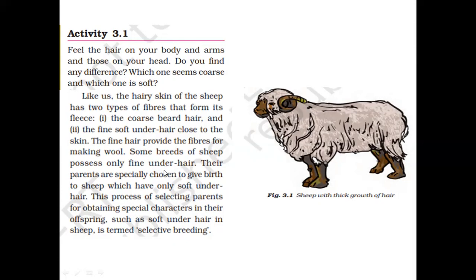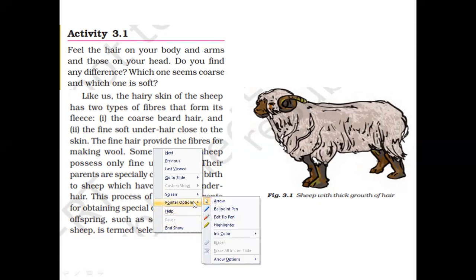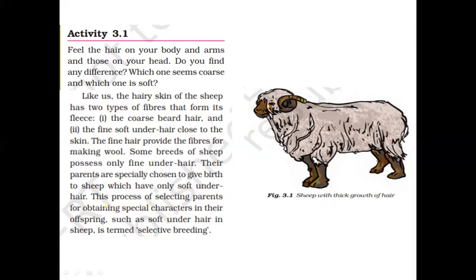So what we will do, we only want this kind of fine underhair. So we will follow a process of selecting the parents for obtaining special characteristics in their offspring, such as soft underhair in sheep, and we term it as selective breeding. So children, you can mark what is selective breeding.